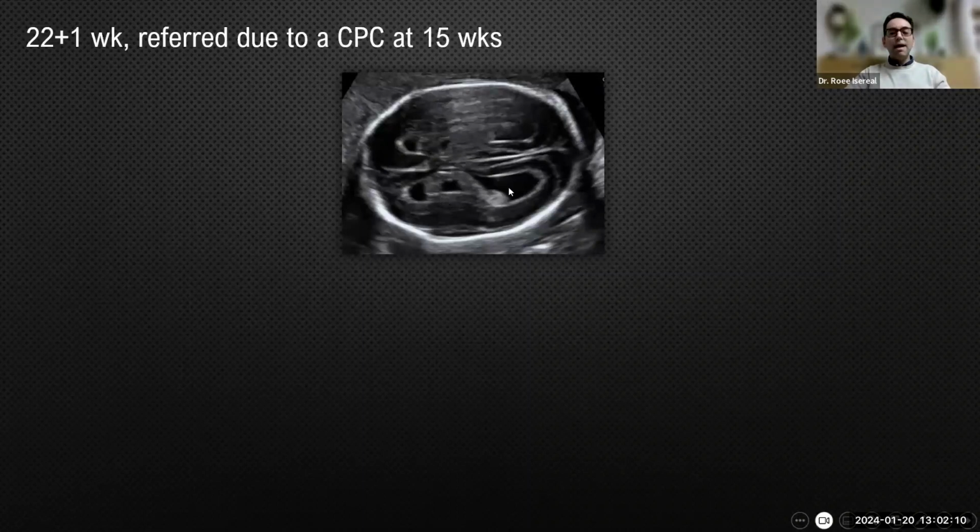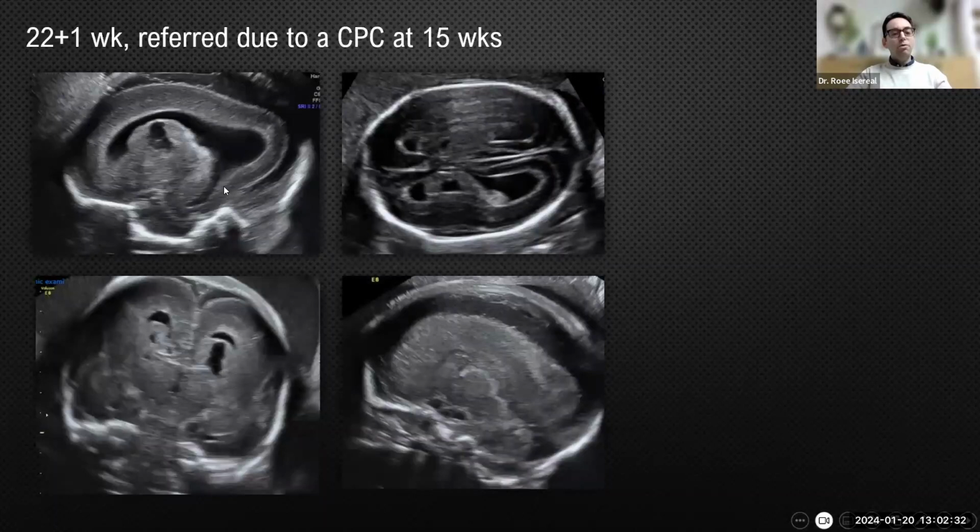You can see also the mildly dilated lateral ventricles. And if you put your eyes here, you see there's too much fluid behind the brain. There's not enough brain parenchyma. Also, the Sylvian fissure is very flat and very shallow here. So only from this image, you know that there's a significant problem in this brain. It's not just a benign CPC. It's not a CPC at all. So you perform a detailed neurosonography, and you can see how insulted, how damaged this brain is.